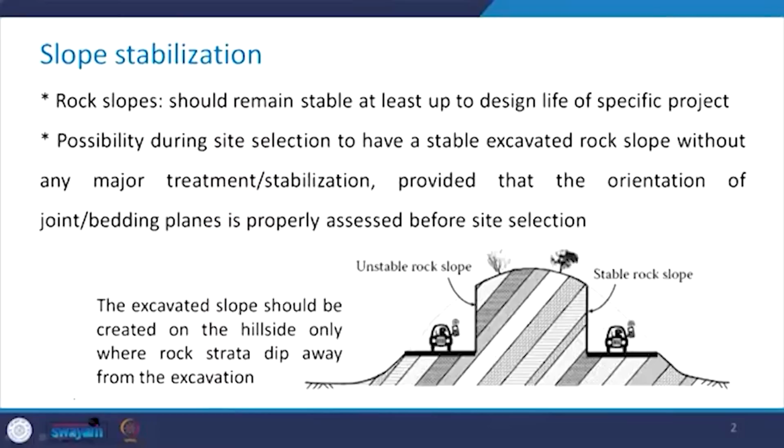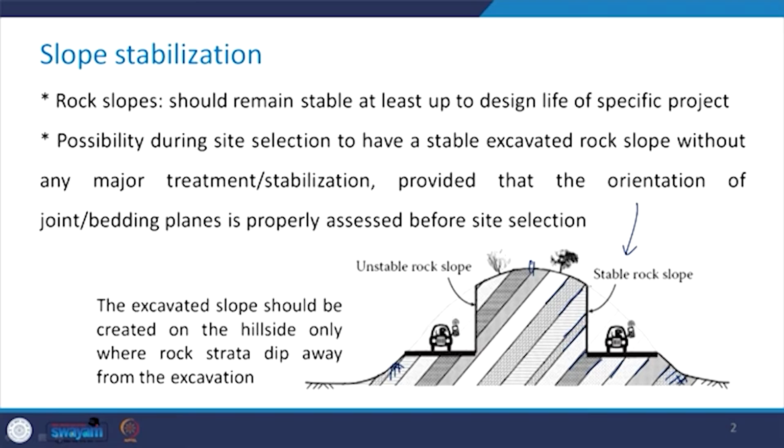Now, the possibility during the site selection to have a stable excavated rock slope without any major treatment or stabilization may be there, provided that the orientation of joint or bedding planes is properly assessed before the site selection. Now, take a look at this picture. It beautifully defines this particular condition. You can see that this is a slope in which the planes are dipping in this direction, and the two cases have been shown.